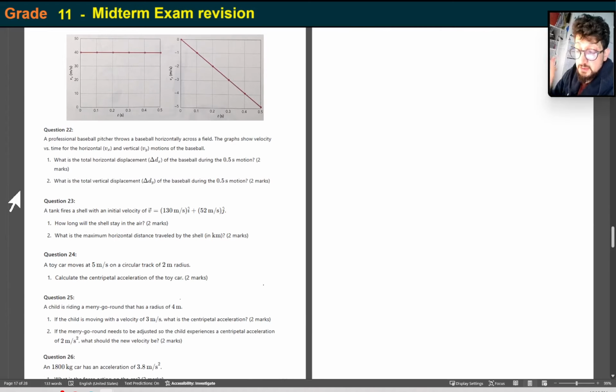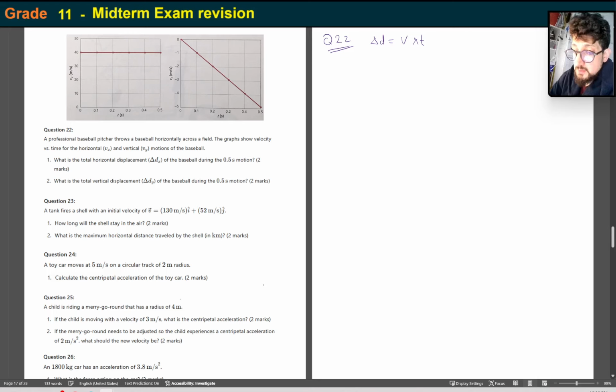Yay, graphs. A professional baseball pitcher throws a baseball horizontally across a field. The graphs show velocity versus time in the horizontal direction and the vertical directions. What is the total horizontal displacement? Of course, in this instance, we should know hopefully that displacement is equal to the area under the graph. And if you don't remember that, and hopefully you still remember the formula, displacement equals velocity times time, right? So this is the velocity over here, and this is the time. So it's velocity times time, which is rise times run, or the x times the y. And it's the area under the graph.